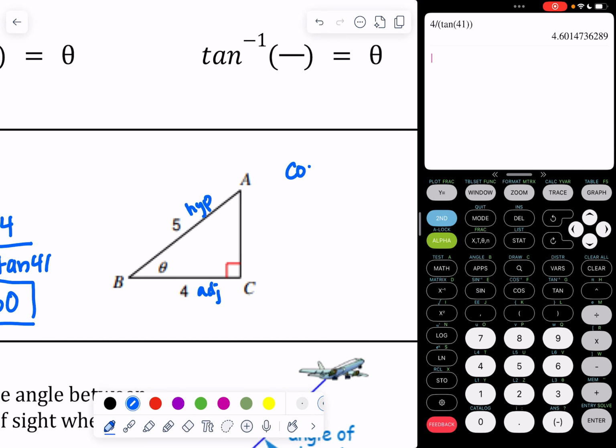So we've got cosine of our angle. Since we don't know our angle, it's going to stay as our unknown here, equals adjacent over hypotenuse, so equals 4 over 5. So here, when our unknown is in the cosine function, the way we undo that is we use cosine inverse. So we can rewrite this problem as theta equals cosine inverse of 4/5.